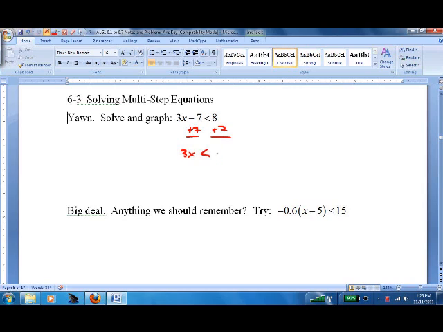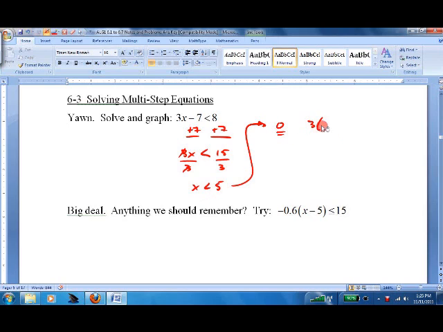3x is less than 15. Divide 3 from both sides. X is less than 5. Let's check to make sure. Something less than 5 would be 0. So that's less than 5.